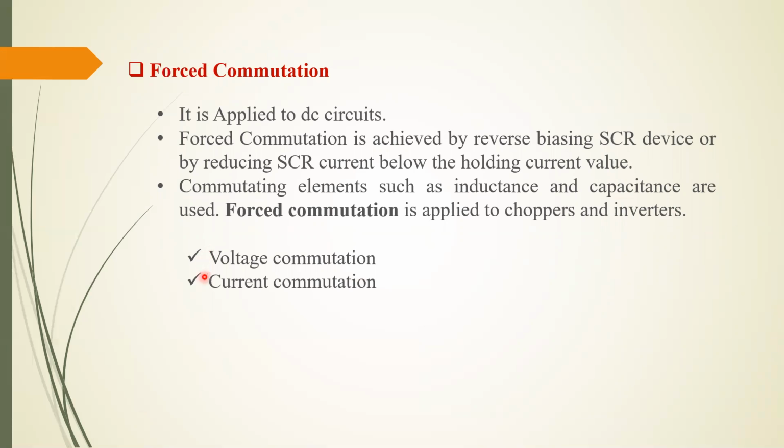So what are the methods we go through in forced commutation? One is voltage commutation. The other one is current commutation. What are voltage commutation and current commutation? Let us discuss now.